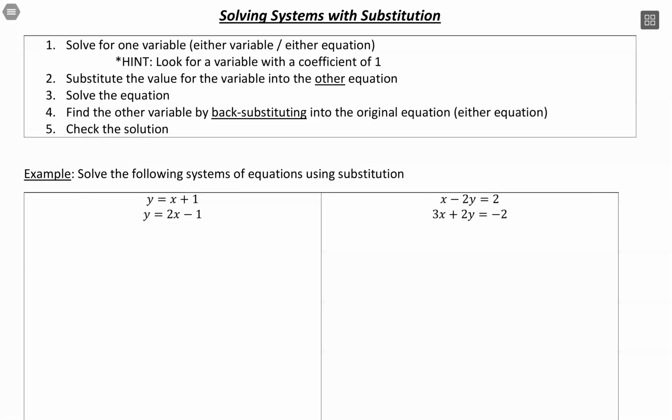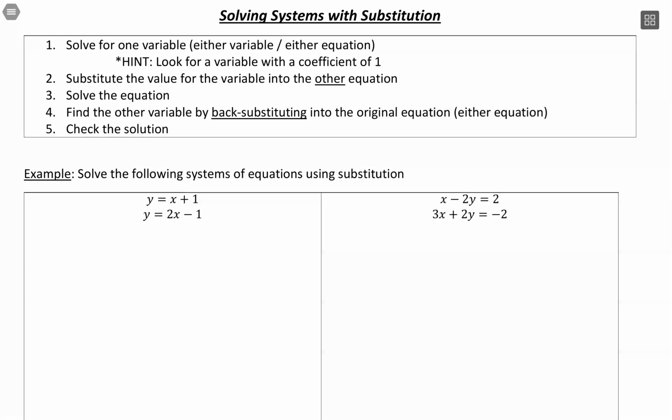We're going to look at two methods of solving systems of equations algebraically: the substitution method and the elimination method. In this video we're going to go over the substitution method. Up at the top here I have some steps that we can follow. It might be best to read through the steps as we go through an example, so it'll make more sense.